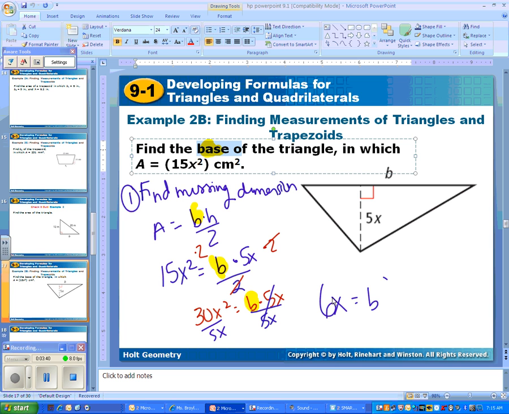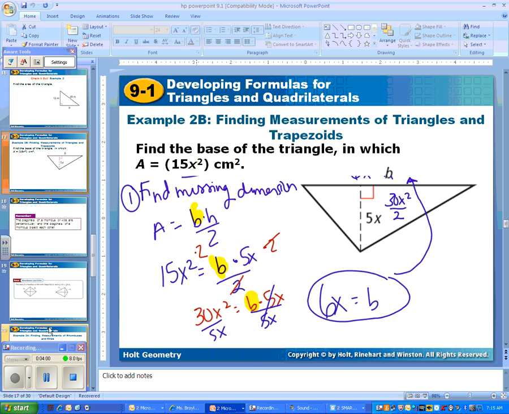And that's our base, 6x. If you weren't sure, you could go ahead and plug it back in and check. If our base is 6x, we know our height is 5x. So 6x times 5x is 30x squared, and then since it's a triangle, you have to divide it by 2, and that gets us 15x squared. So that's how we know that that is our correct answer. Those are the two types of questions you'll see regarding triangles.